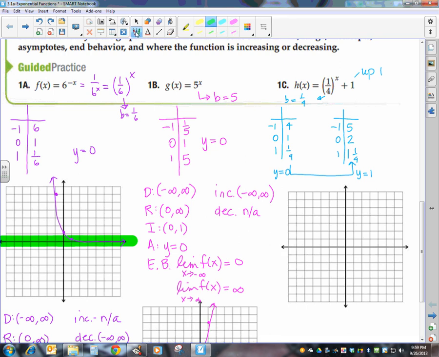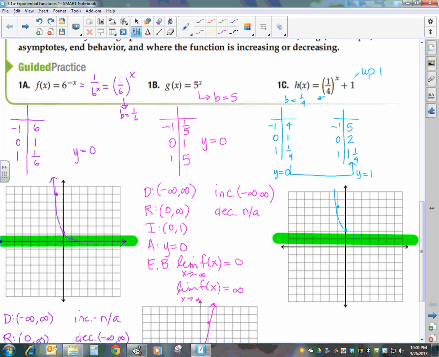So let's go plot that graph. Here my asymptote is now y equals 1. And my points are -1, 5, 0, 2, and 1, 1 and a fourth. Again, knowing that you've got to approach that asymptote with these dots is really going to help you make sure that you graph things correctly. And I am not crossing that asymptote. Okay, again, pause. I'm going to analyze the graph, and then you can check your answers.